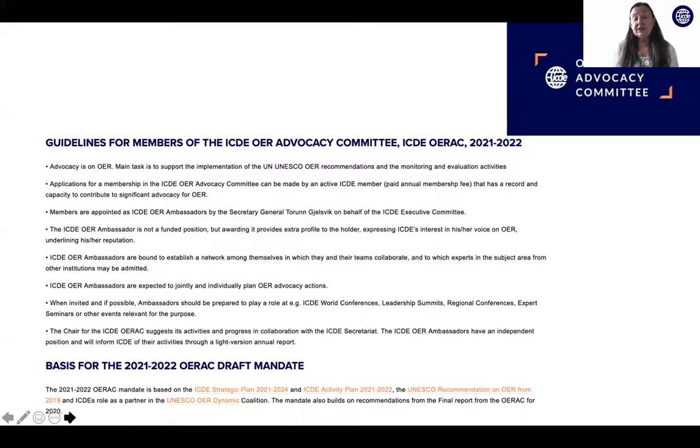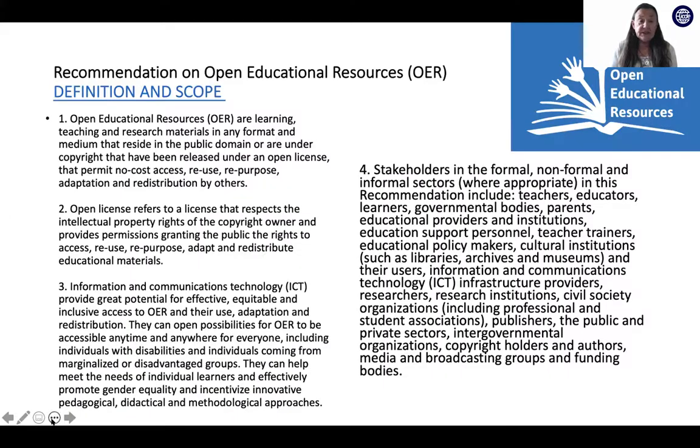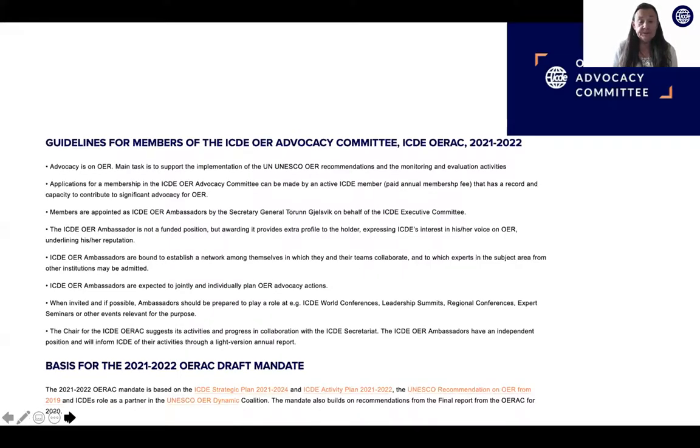And of course we are following the strategic plan, which is newly launched by ICDE, and also the activity plan. So we're working in very close collaboration with ICDE, and we meet once a month and also have input from ICDE. And we also report to ICDE two times a year.